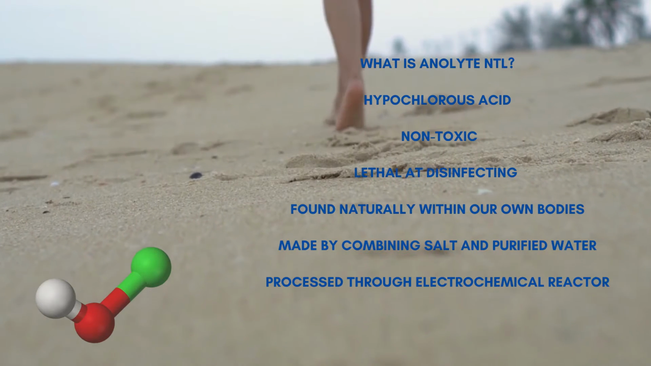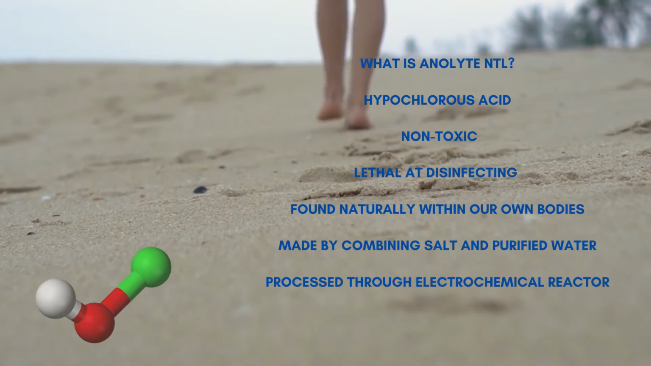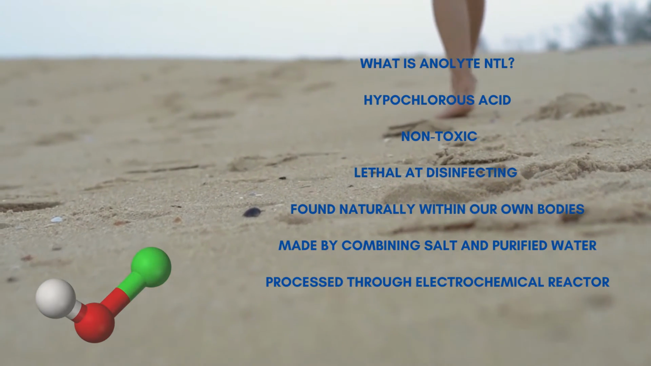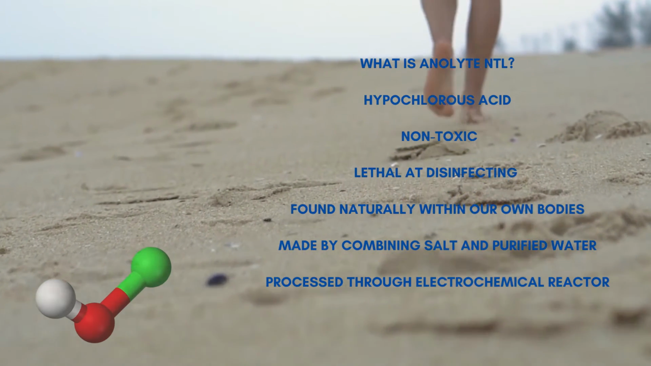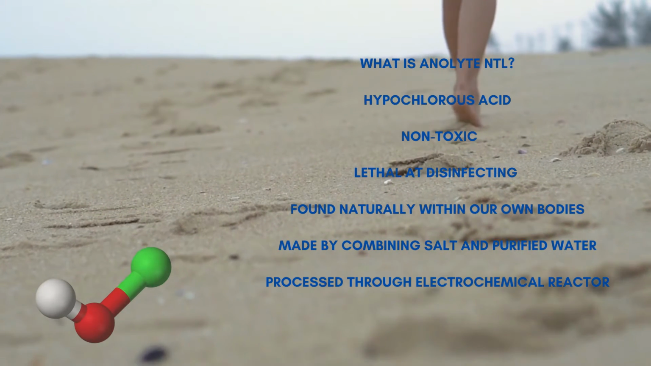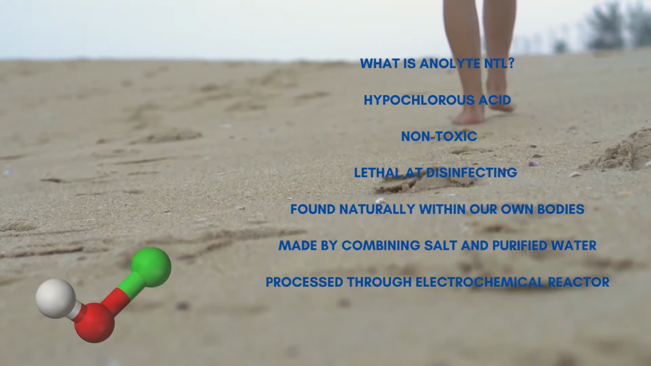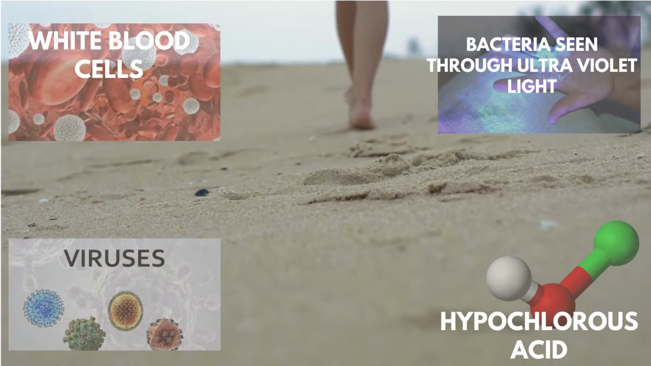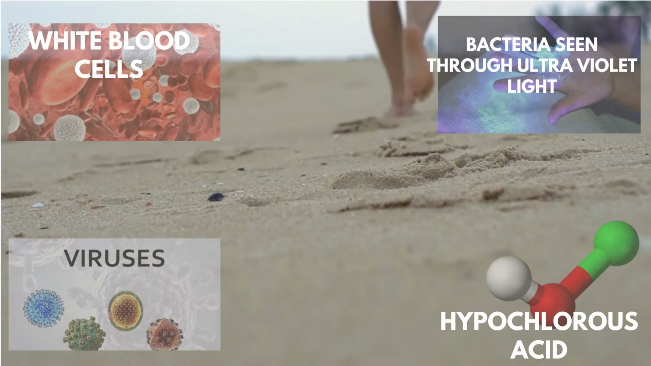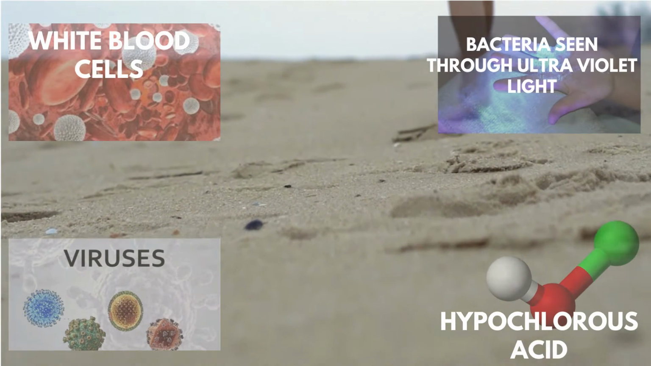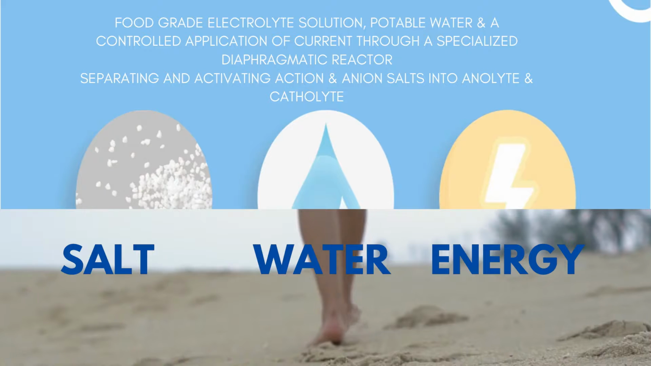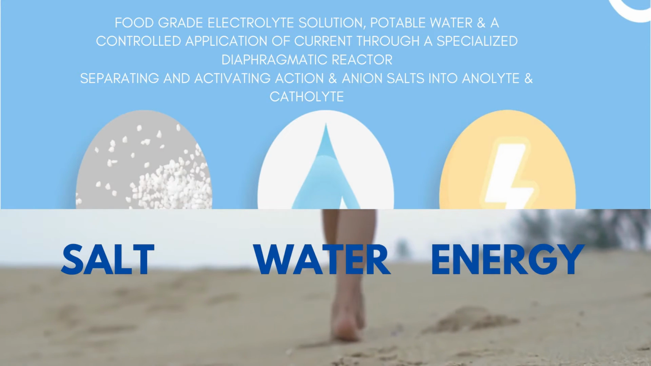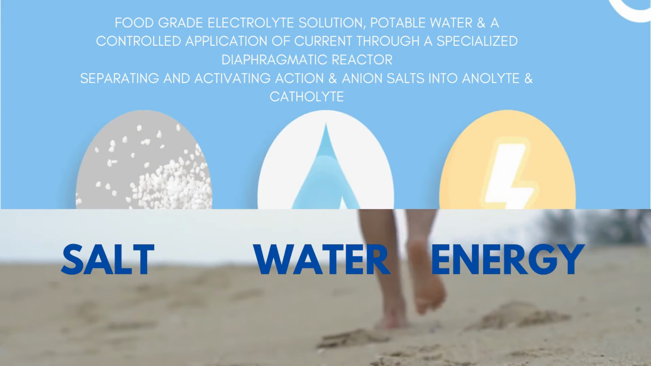What is analyte? Analyte, known as HOCl, hypochlorous acid, is a naturally occurring biochemical that is produced by our own white blood cells to fight bacteria, viruses, and inflammation within the body. Analyte is non-toxic to delicate cells within and on the body, but lethal to almost all known dangerous bacteria and viruses that threaten our health.